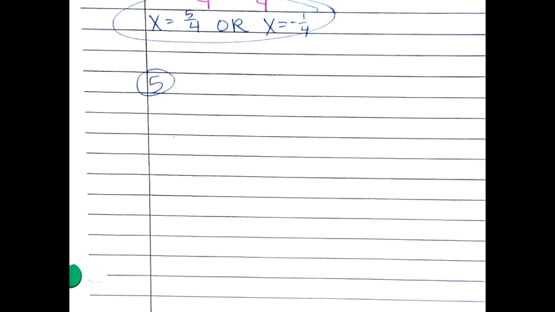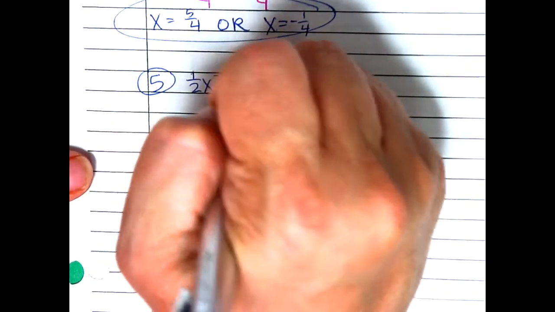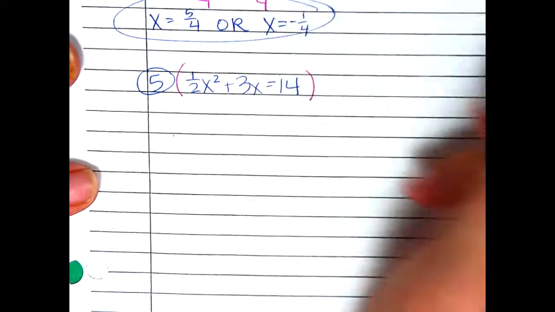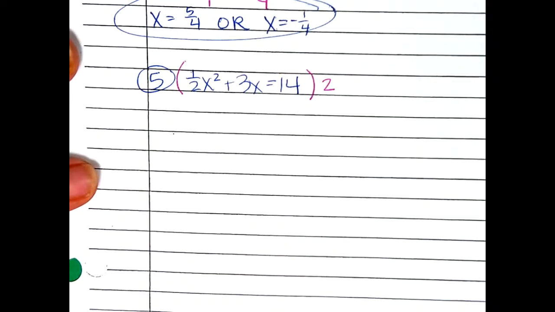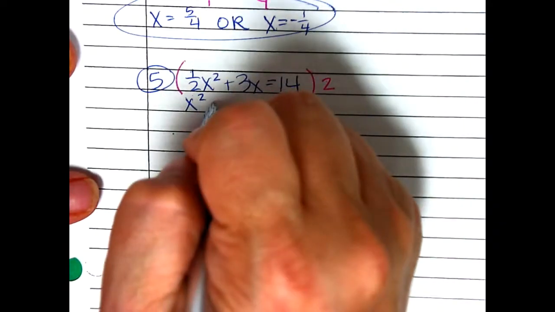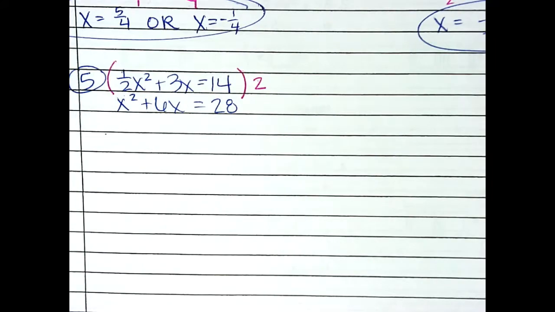Example number 5 is 1/2 x squared plus 3x equals 14. Step 1 is done, but this time step 2 is not, because 1/2 is not a perfect square. So I'm going to take the whole equation and multiply it by 2. 1/2 x squared times 2 is x squared, 2 times 3x is 6x, and 2 times 14 is 28. Now my a term is a perfect square, and I can complete the square.